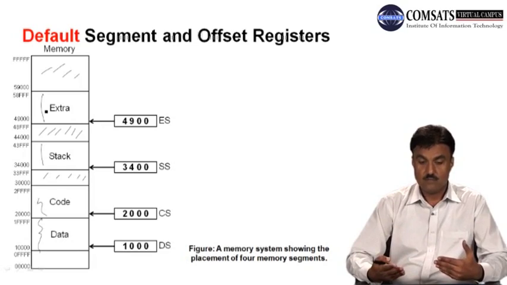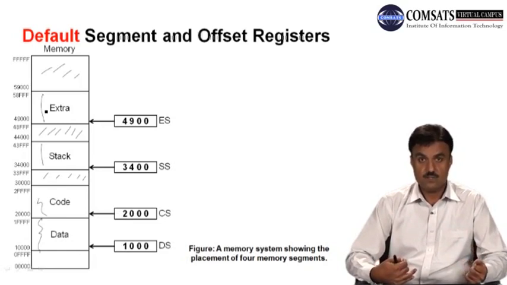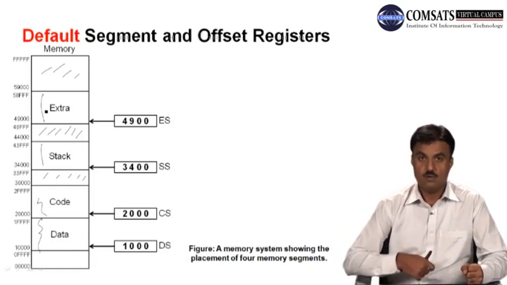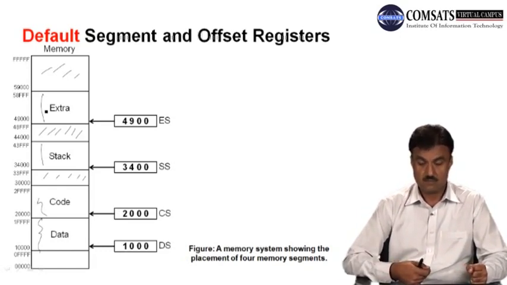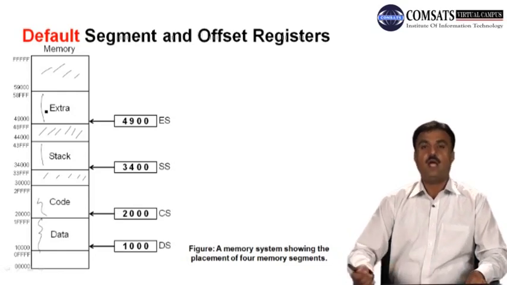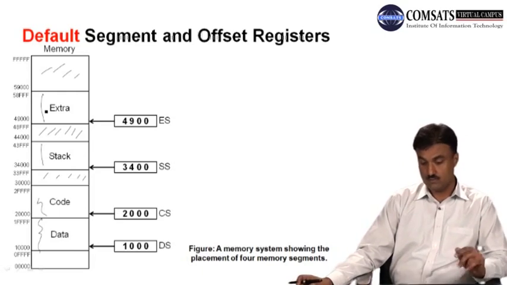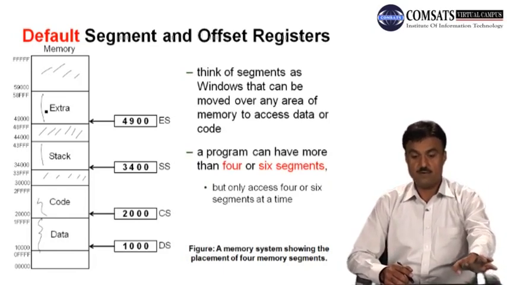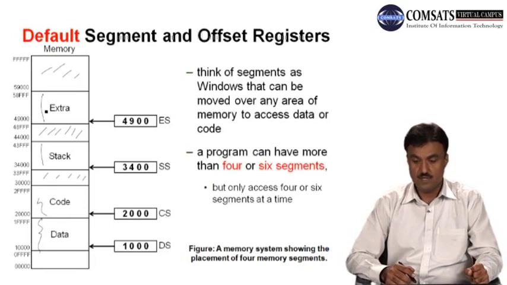Here we have shown that the starting address of the extra segment is held by the extra segment register. The stack segment starting address is held inside the stack segment register. Similarly, the code segment and data segment registers hold their addresses here. So a segment is nothing but an area inside the memory. A program can have more than 4 or 6 segments, but can only access 4 or 6 segments at a time, not more than that.